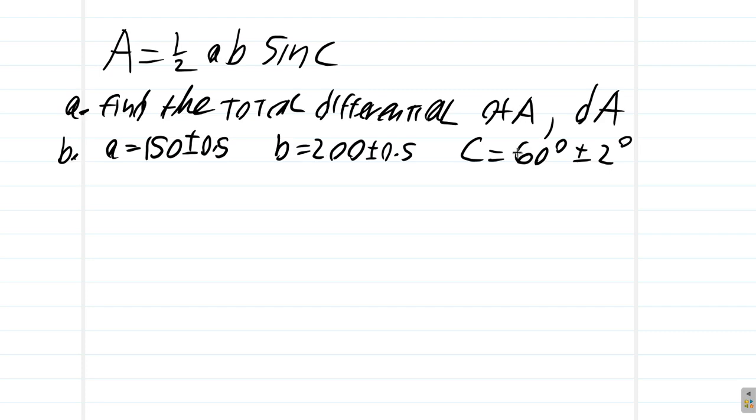Here you have the function A equals half ab sine C. You might remember this as how you calculate the area of a triangle when you have two sides, a, b, and the angle between them. But anyway, you're asked to find the total differential of A, which is dA.